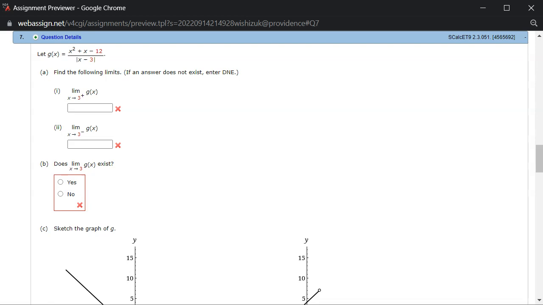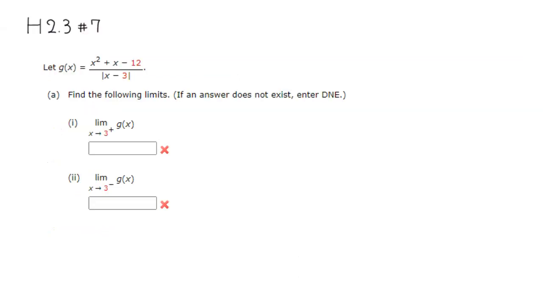All right, let's look at homework 2.3, problem number 7. Let's look at this given function g of x a little bit more closely here. I'm going to factor out the numerator, so that's probably the first thing to do.